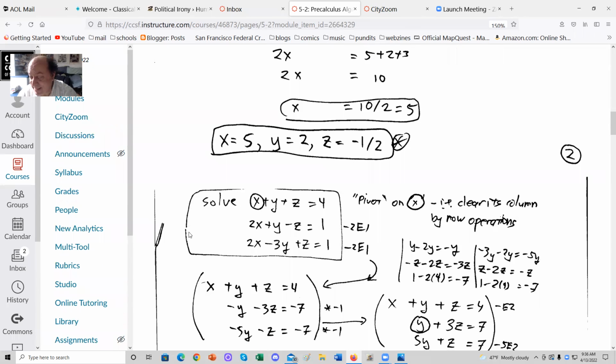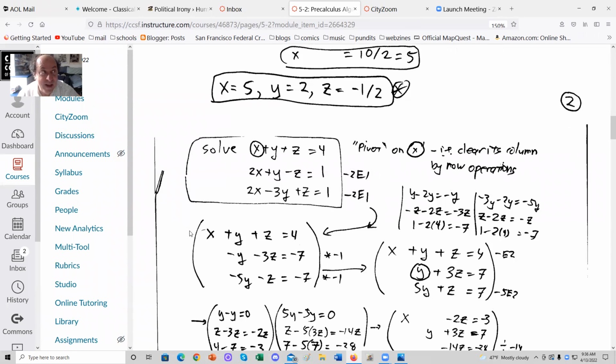Now, here we have a hard one. Okay, a complete 3x3 system. And the problem with 3x3 systems is more than twice the number of numbers in it. I mean, 1, 2, 3, 4, 5, 6, 7, 8, 9, 10, 11, 12 numbers, whereas 2x2 will only have 6 numbers. So you have at least twice as much work, unfortunately.